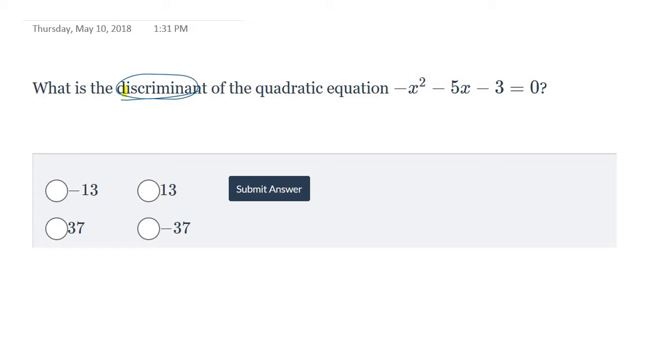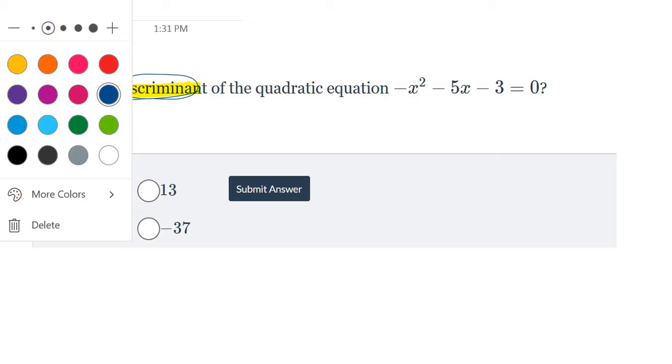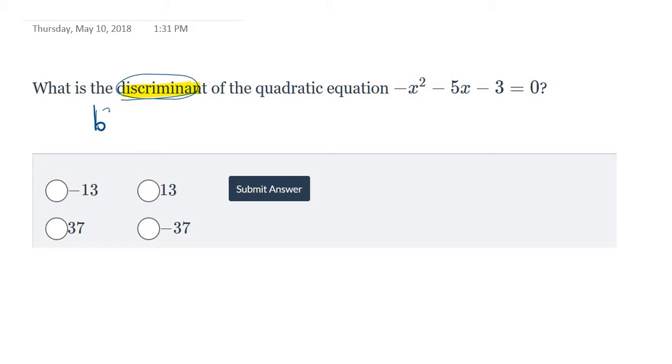Okay, to find the discriminant of a quadratic equation, all you need to do is look for the value of b squared minus 4ac. That's the discriminant. So we're just going to plug in. Here our a is -1, our b is -5, and our c is 3. So we just plug it into this.